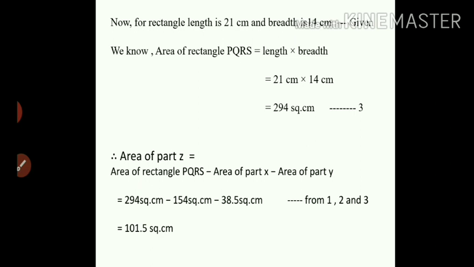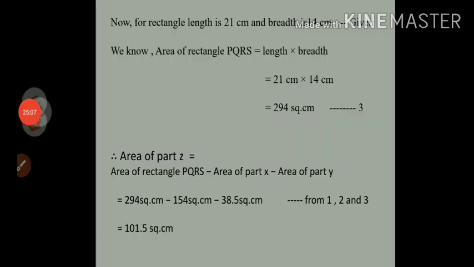What we have done here, first we found out the radius for X and Y part. Theta was 90 because it is a rectangle. So first we got the area for sector X, then sector Y, then we used the formula for area of rectangle. Now from area of rectangle, if I subtract X and Y part, I will get exactly the area of part Z. Thank you.